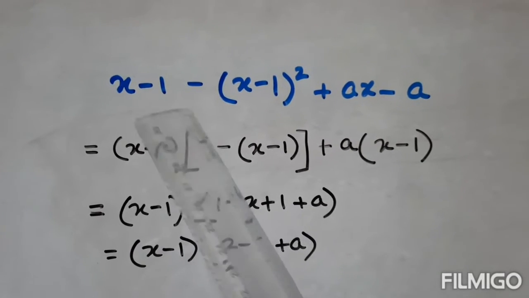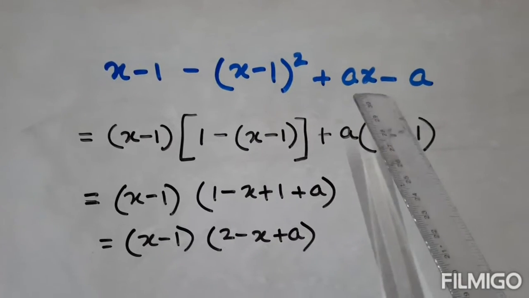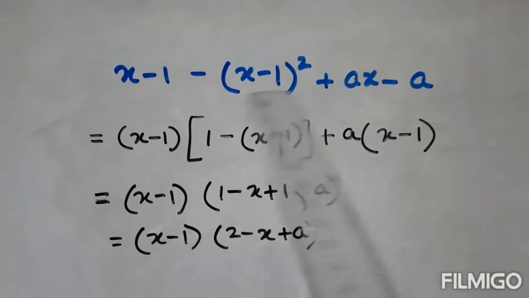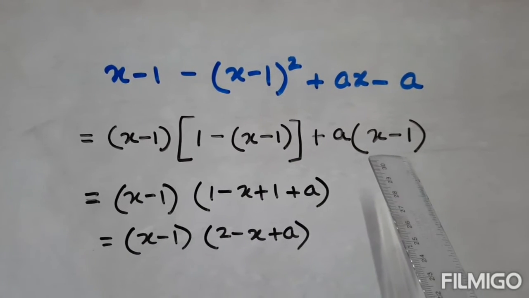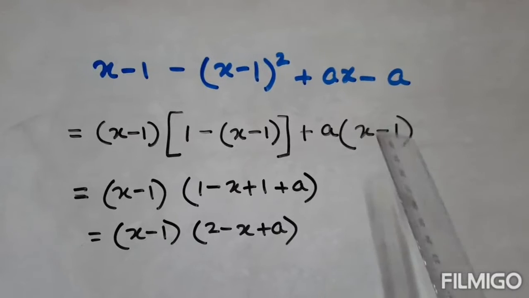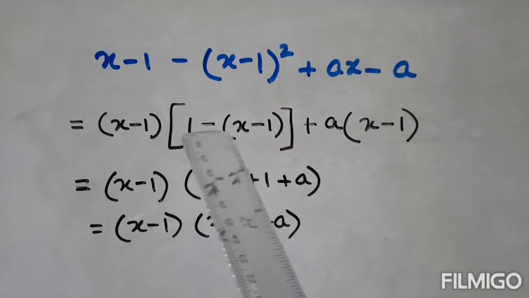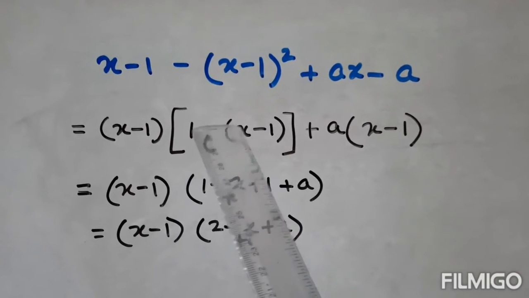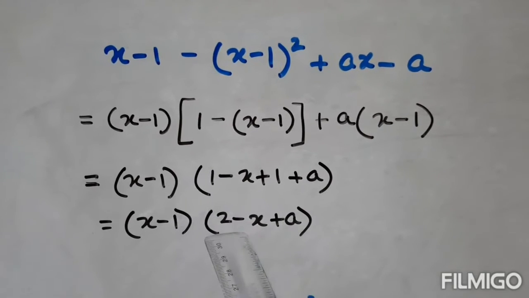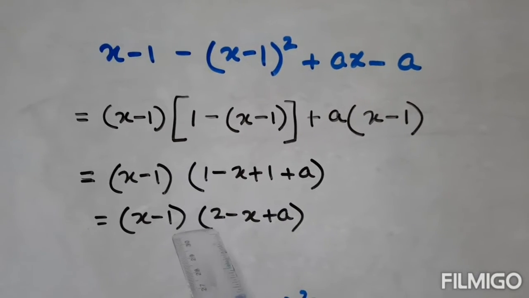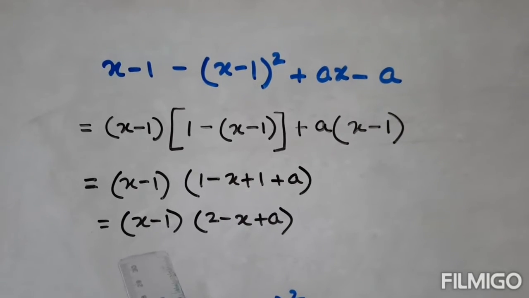In this sum, we can see x minus 1 is common from the first two terms and A is common in the next two. By taking common, we get x minus 1 and x minus 1 twice. So in the third step, again we take x minus 1 common and we get 1 minus x plus 1 plus A. Simplifying, we get the other factor, that is 2 minus x plus A into x minus 1.